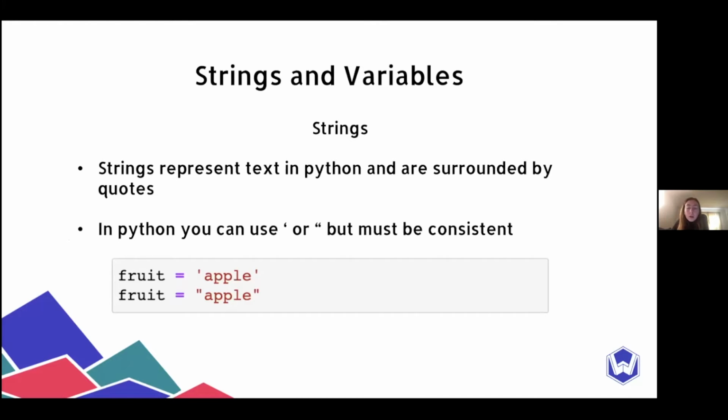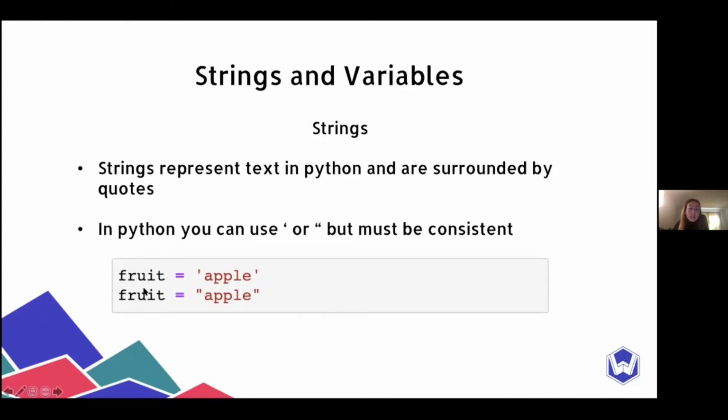So strings are a data type that represent text. It's a collection of characters that are surrounded by single or double quotes. And in Python, you can use either single quotes or double quotes in order to make a string. But you have to be consistent. So if you start a string with one quote, you have to end in the same type of quote. And I said in Python, you can do single or double quotes because a lot of other languages might only be one or the other, but Python is cool because it does both.